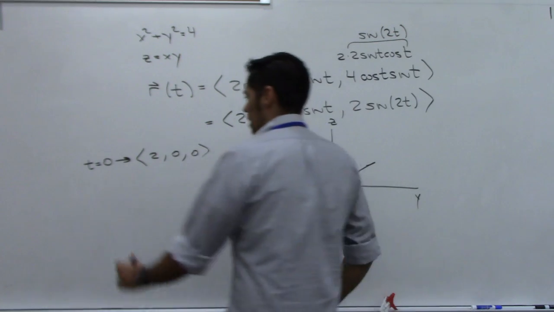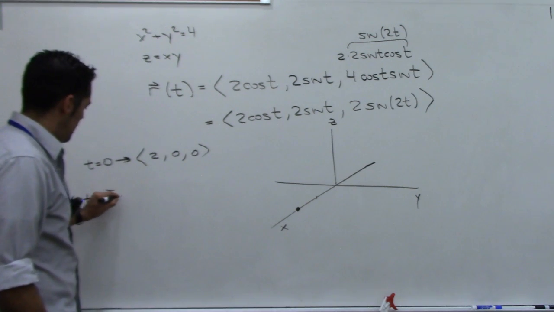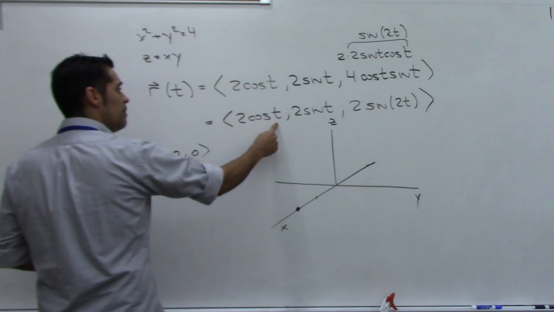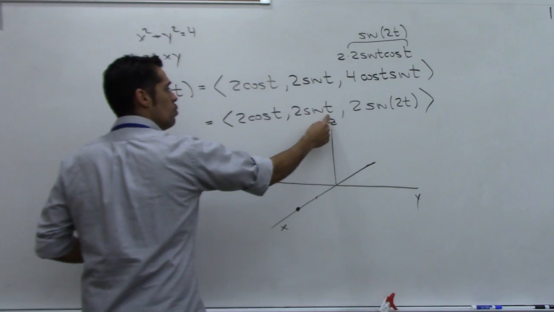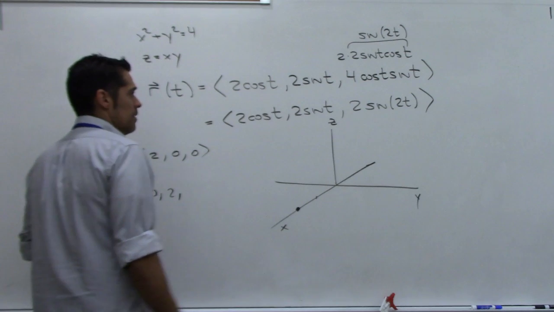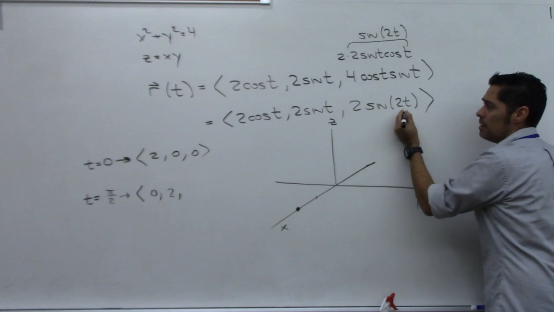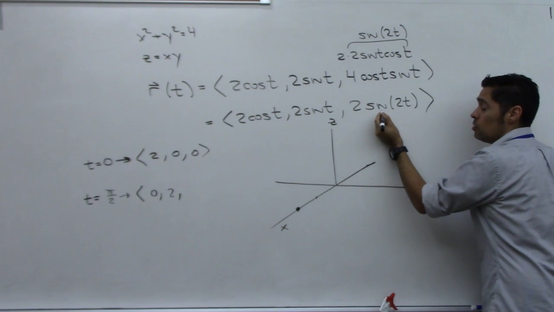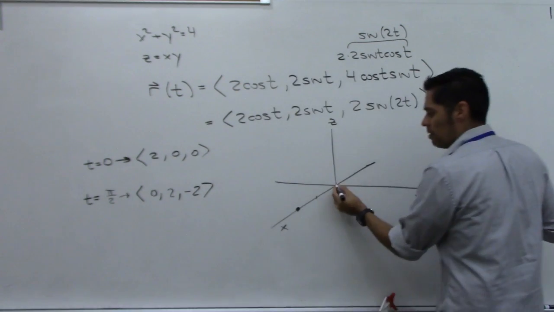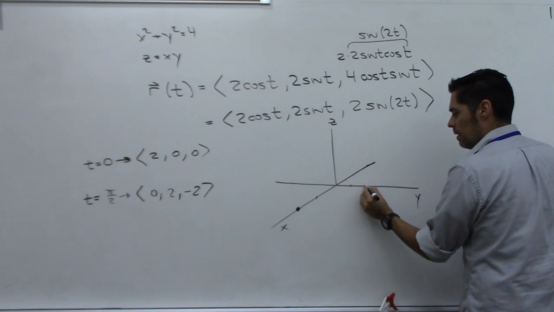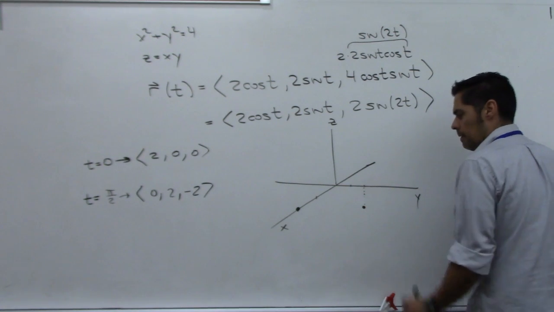Now let's let t be pi over 2, because that's an easy one to evaluate. Cosine of pi over 2 is 0, so we get 0 here. Sine of pi over 2 is 1, times 2 is 2. And then be careful here. We're going to plug pi over 2 in here. Pi over 2 times 2 is pi. Sine of pi is 0. So we'd be 0 on the x-axis, 2 on the y-axis, and then 0 in z. All right?